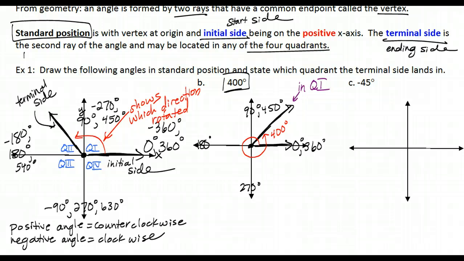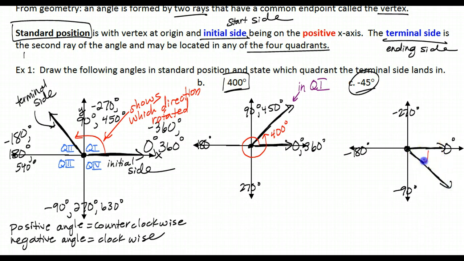Alright, let's look at C. Since this one is going negative, let's do my labels for my negative direction. So 0, negative 90, negative 180, negative 270. But I don't really need all those because negative 45 has to be between 0 and negative 90. Actually, negative 45 is exactly halfway, so I'm going to do my best to draw the halfway ray there.